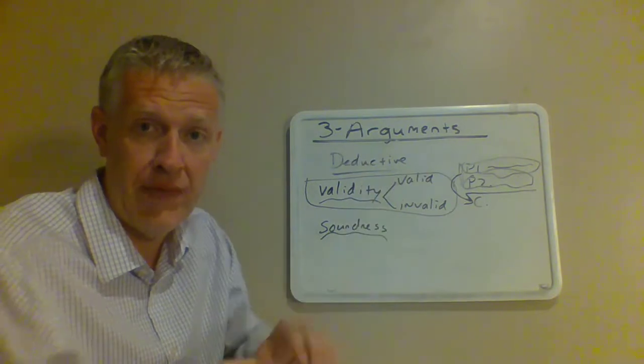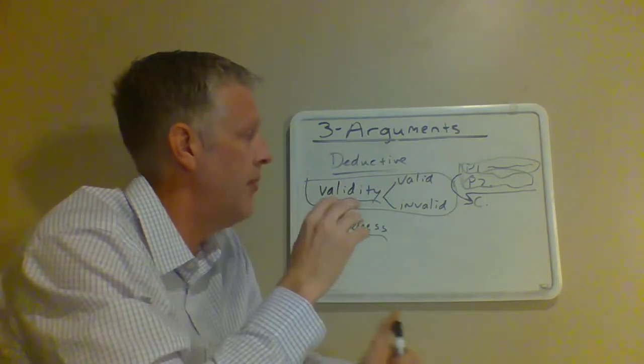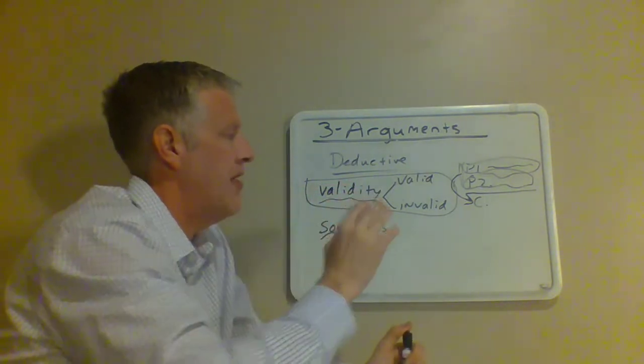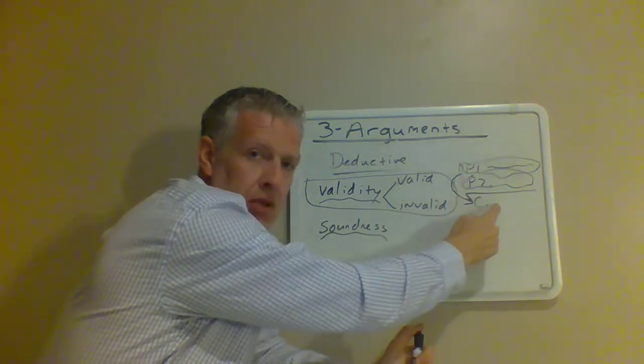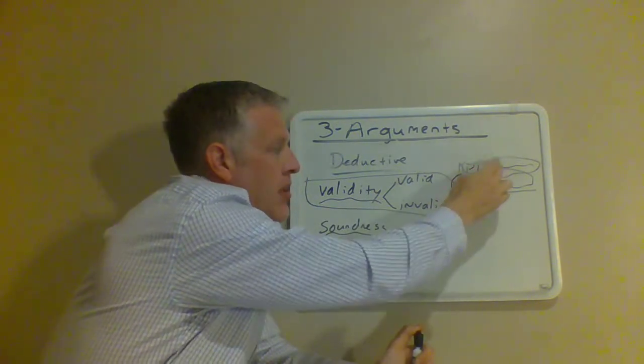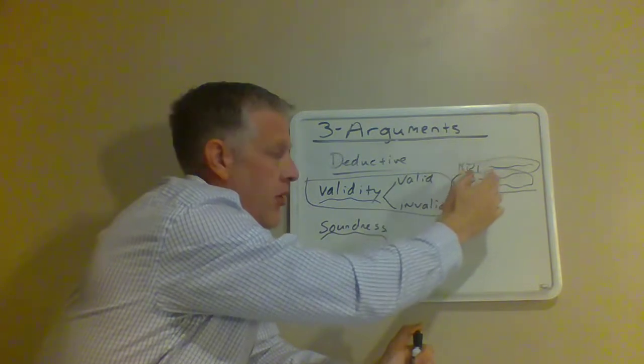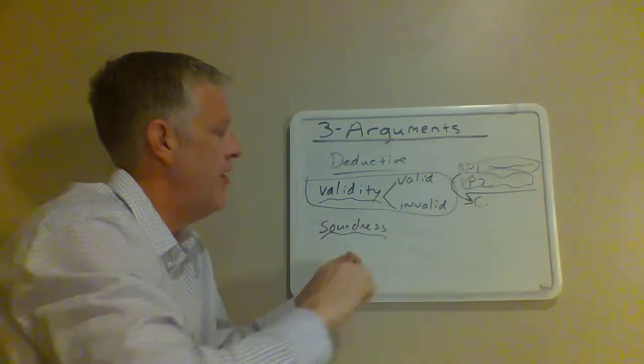That's the key to a deductive argument, identifying it as a deductive argument. So when it comes to validity, we're asking, if I assume these are true, does this have to be true? If the answer is no, if you can assume the premise or premises are true and the conclusion can still be false, then it's invalid.